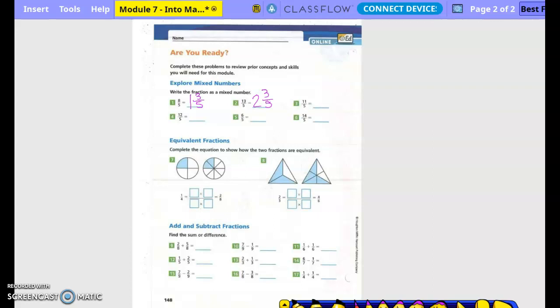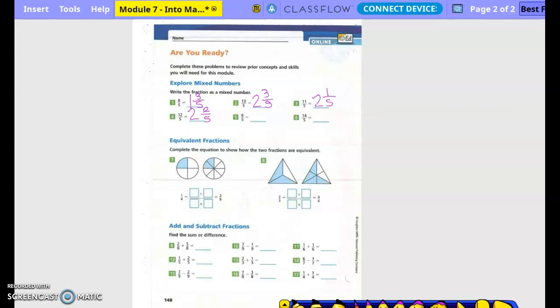Improper fractions. Okay. How many times does 5 go into 11? Twice. 5 times 2 is 10, right? 11 minus 10 is 1. And then we keep our same denominator as 5. Okay. How many times does 5 go into 12? Twice. 5 times 2 is 10. 12 minus 10 is 2. And we keep our same denominator.